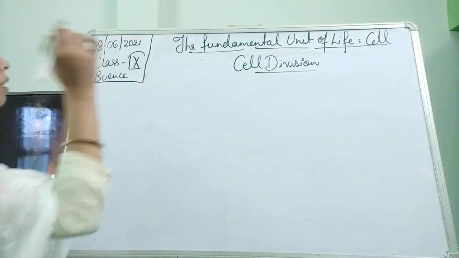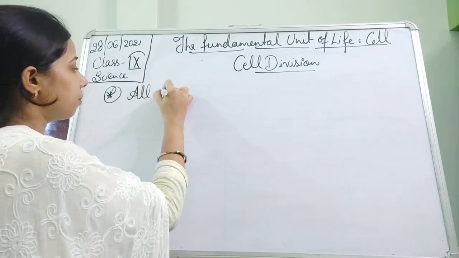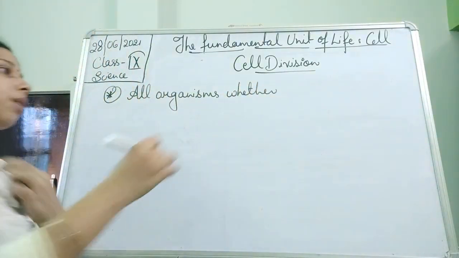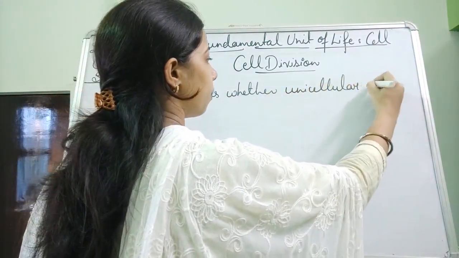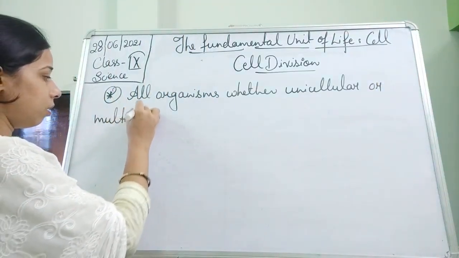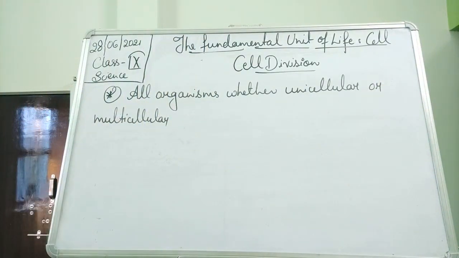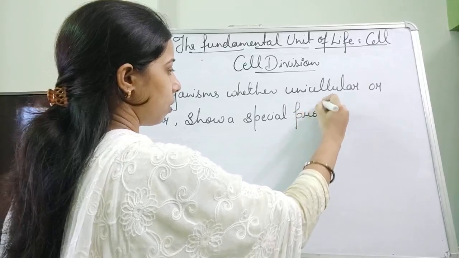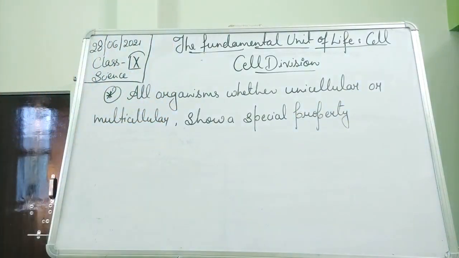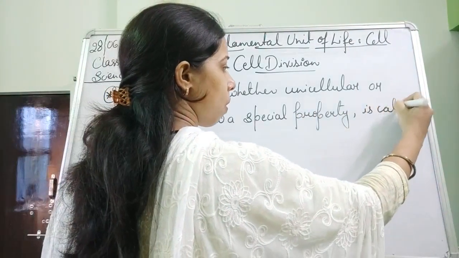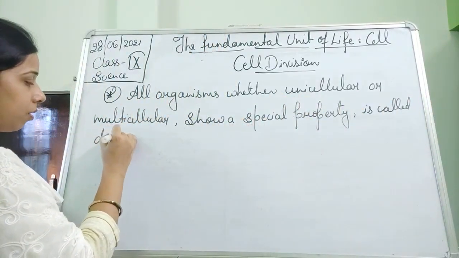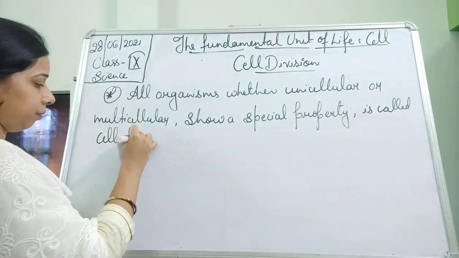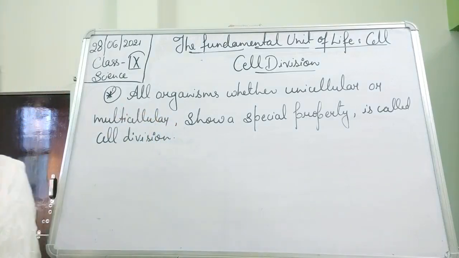So, the first point that we should write here is that all organisms, whether unicellular or multicellular, show a special property that is called cell division, students.